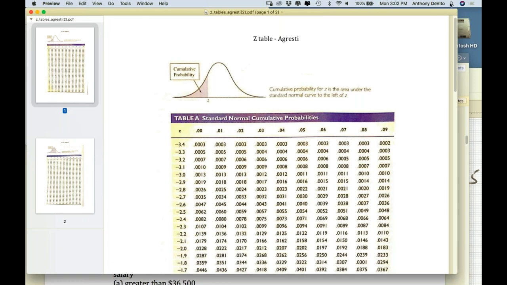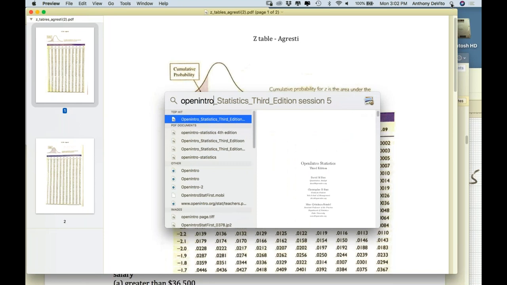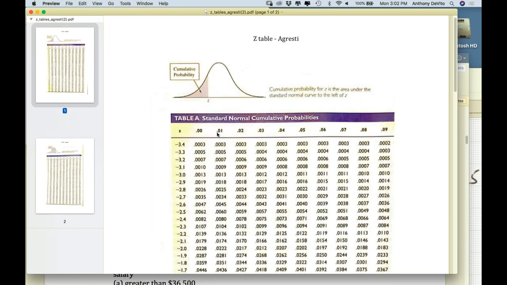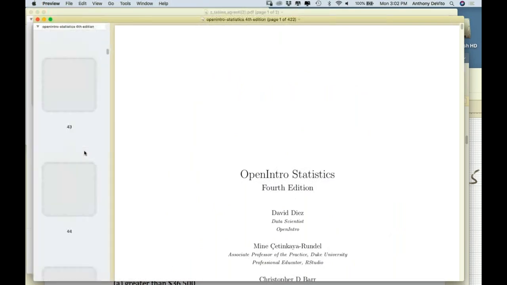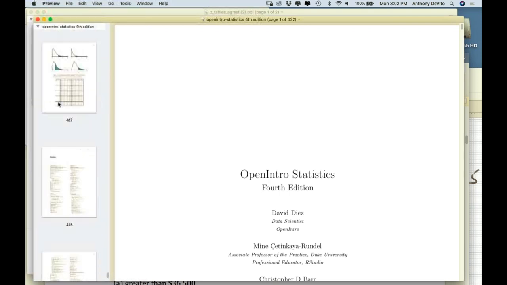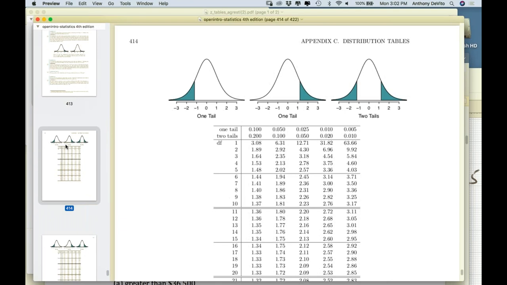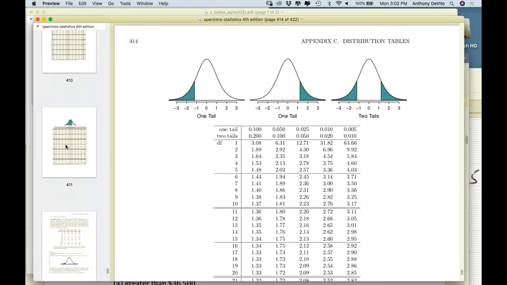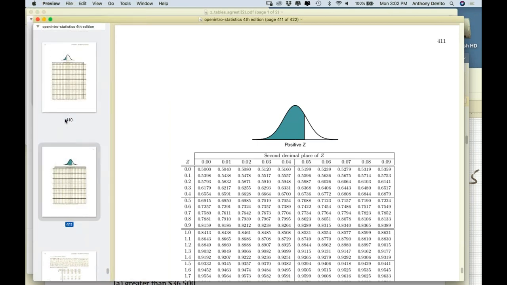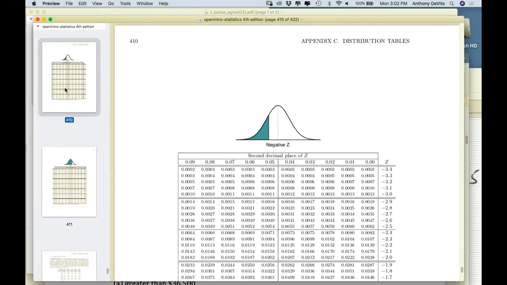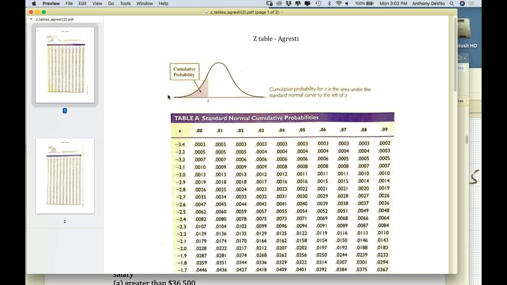You could also find it in OpenIntro. That's the third edition; here's the fourth edition. I haven't actually looked at it here. Go all the way to the back, and you should see it among the tables at the back. Oh, there it is. This is the normal distribution, the same table I'm going to be using momentarily. This is the version I like.